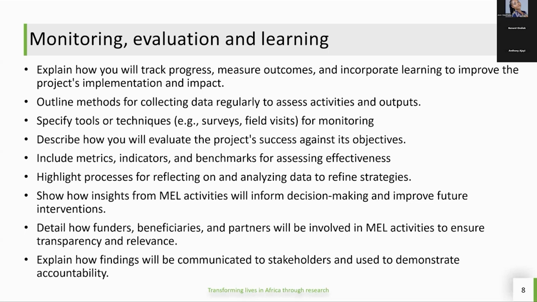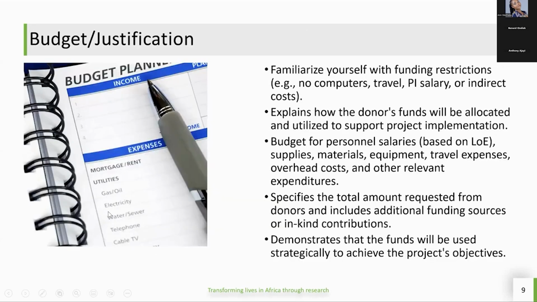And then you want to detail how funders, beneficiaries, and partners will be involved in MEL activities to ensure transparency and relevance, and explain how findings will be communicated to stakeholders and used to demonstrate accountability. In fact, some funders might want you to write up a public accountability in your proposal. Funders like IDRC often require that. Having done all of these, you want to do a budget, as well as justify why that budget is needed to accomplish the activities you've set out.